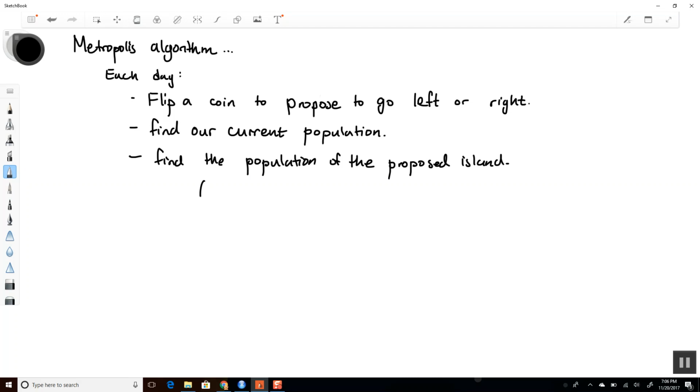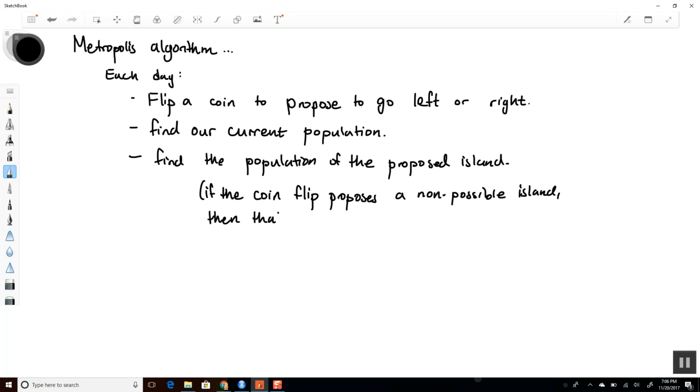Okay, so if the coin flip proposes a non-possible state or non-possible island, then that island has a population of 0.